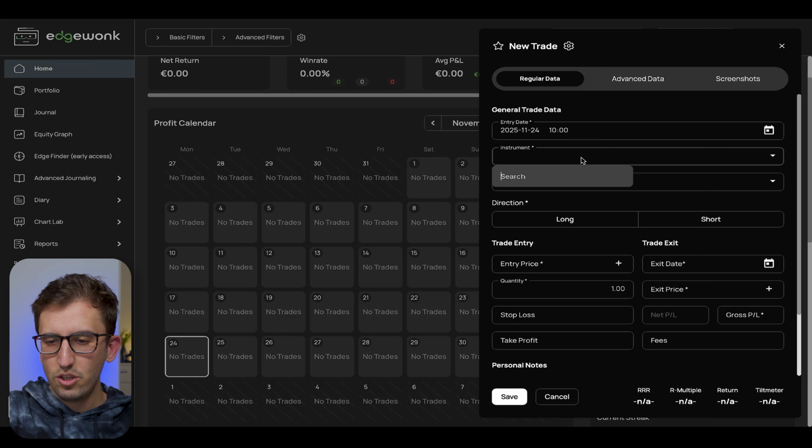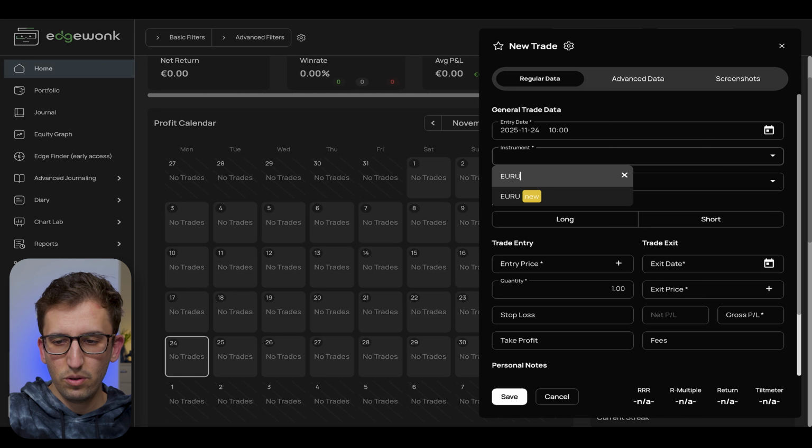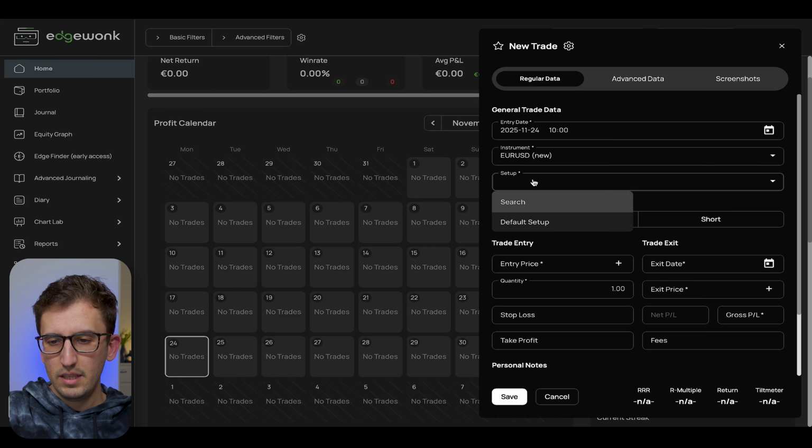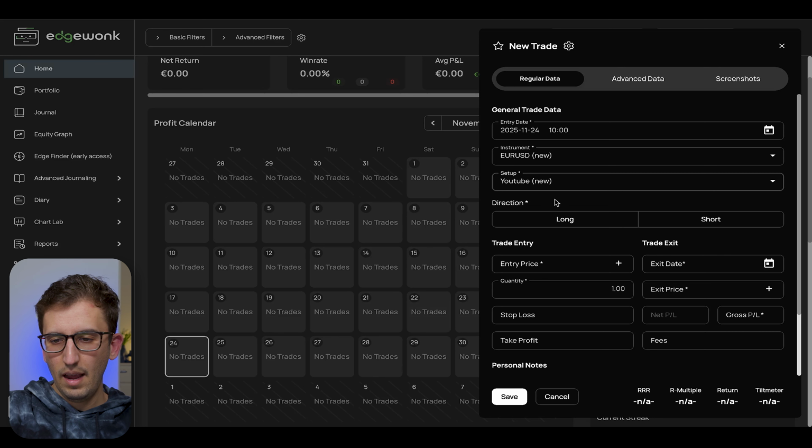And then you can write the instrument. So let's say we took a Euro USD. So you type Euro USD, you'd click here. Then you would click on setup. Right now I don't have any setup. So let's say I add one and let's call it the YouTube setup. And let's say we did a long.